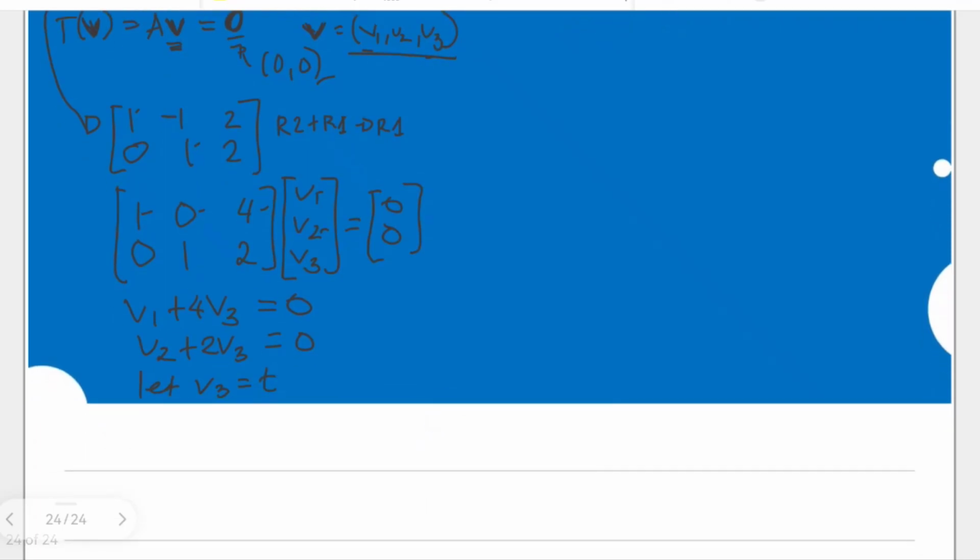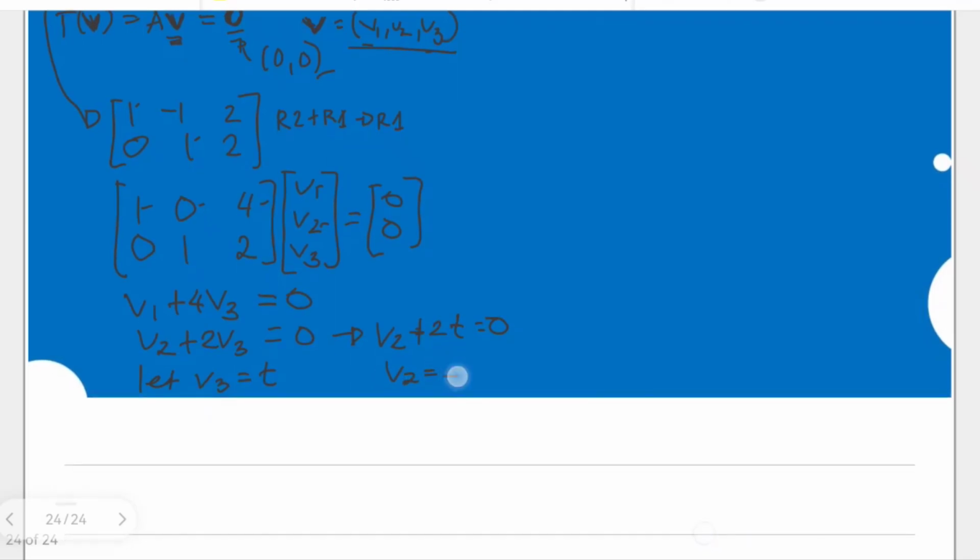With that, in this second equation, solving for v sub 2, you'll have v sub 2 plus 2t equal to 0, where v sub 3 is t. So v sub 2 is equal to negative 2t. And then for our first equation, v sub 1 plus 4t equal to 0. That's our v sub 3. So v sub 1 is negative 4t.